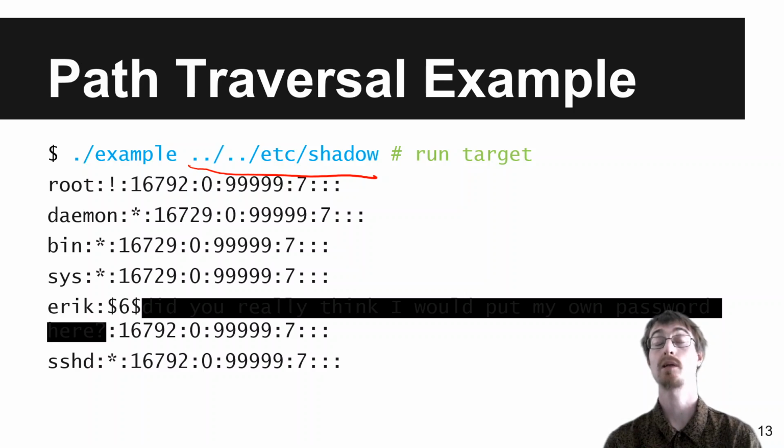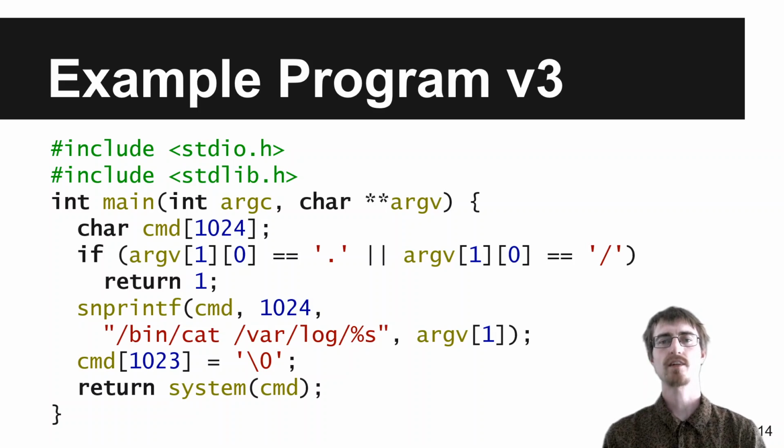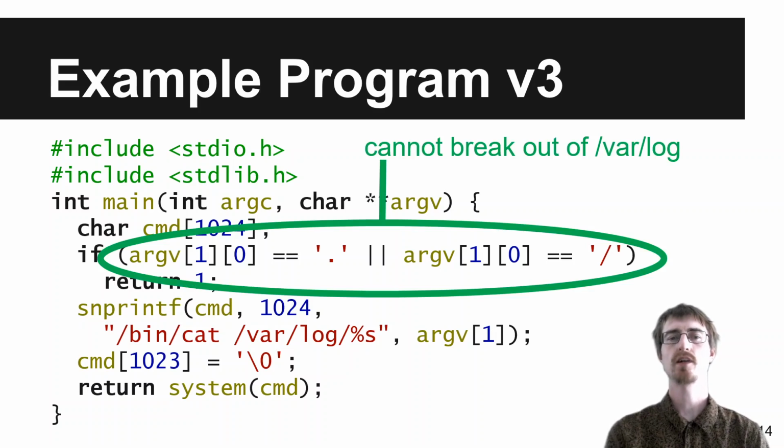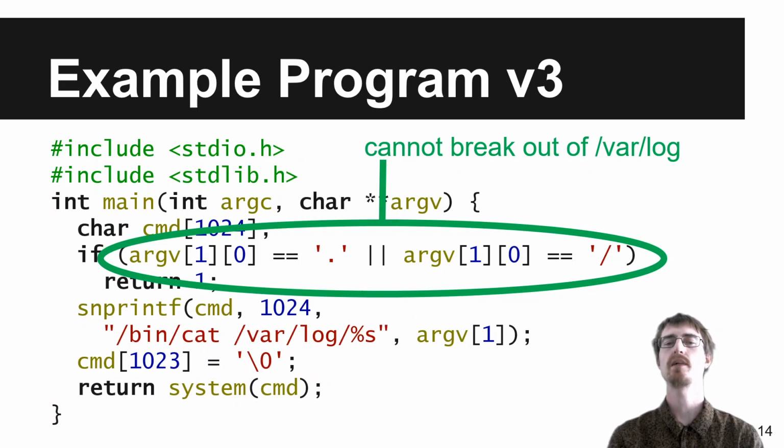And it's very commonly possible, not just for local attacks, but this is also a very common attack on the web. And it definitely was traditionally one of the more common attacks on the web. So again, we fixed our program. We now inserted a check. And the check makes sure that the name doesn't start with a dot or a slash. So hopefully we can no longer break out of /var/log.